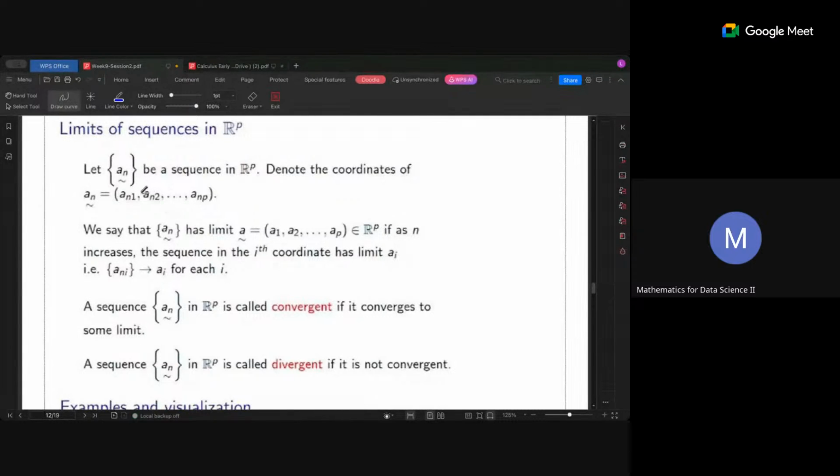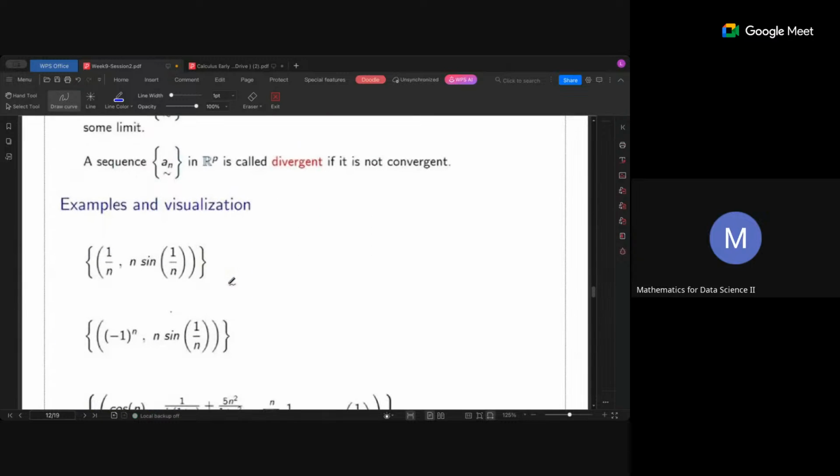So each sequence should have a limit. Then only this entire sequence will have a limit. For example, look at this one. As n goes to infinity, does the first coordinate have a limit? Yes, 0. And what about this one? Yes, 1. So what is the limit of this sequence as n goes to infinity? 0, 1. Now what about this one as n goes to infinity?